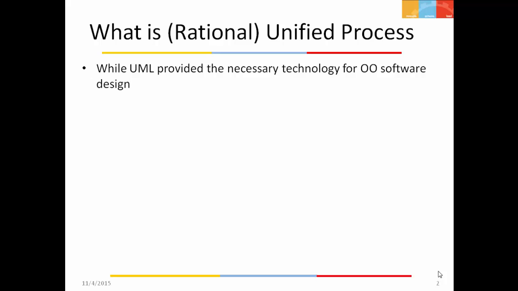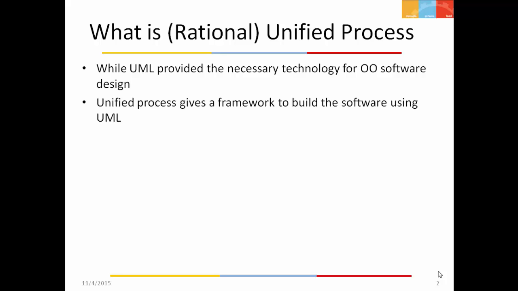While UML provides the necessary technology for OO software design, that's not enough, because when you give this tool, you also need to specifically instruct the developers how to describe the system step by step and then go ahead, implement, test, and so on. This step-by-step instruction is the process, which is called a unified process. It gives a framework to build the software using the UML.